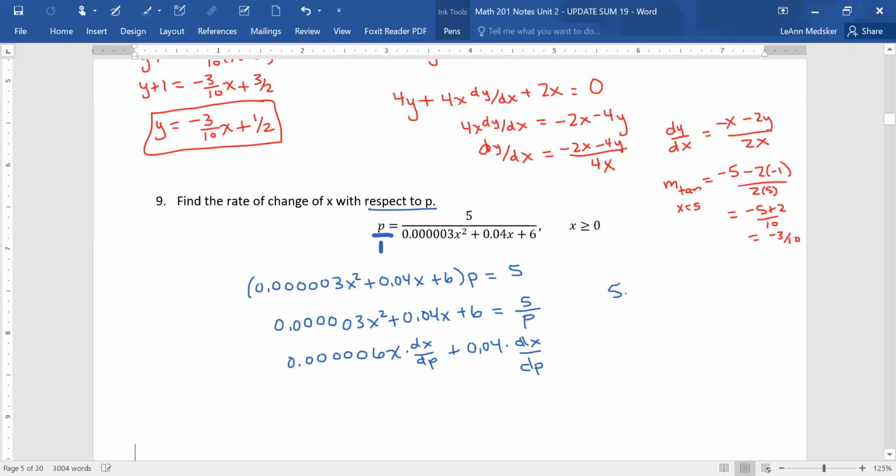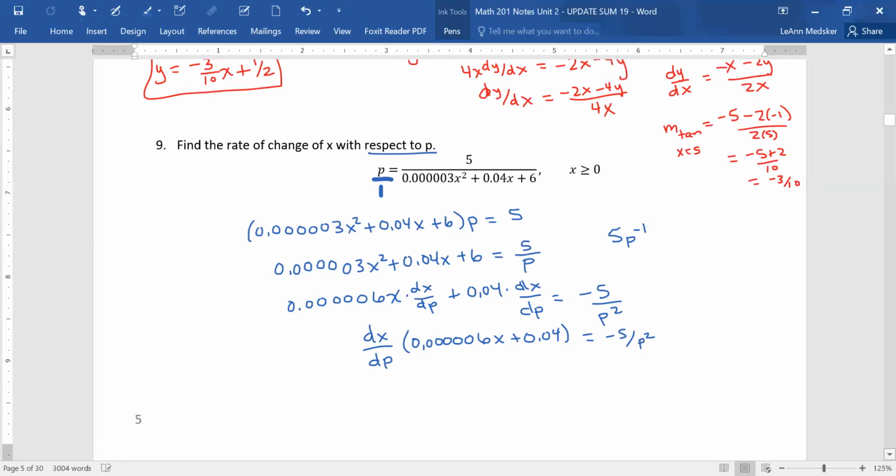And remember, you can write 5 over p as 5 times p to the negative 1. So this will be negative 5 over p to the second, because it would be p to the negative 2 when you subtract your power. So if I do this, I can then pull out the dx dp, because we're looking for that rate of change, and that would leave me with 0.000006x plus 0.04 equals negative 5 over p squared.